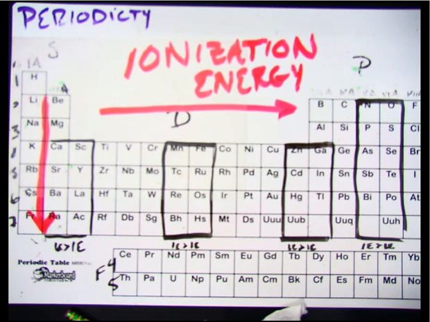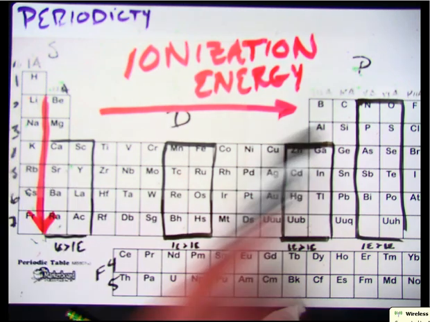Ionization energy is the energy required to remove an electron from an atom if it's in the gaseous phase. And it's always going to be endothermic, meaning you need energy in order to remove that electron. Each electron you try to remove is going to require more and more energy.